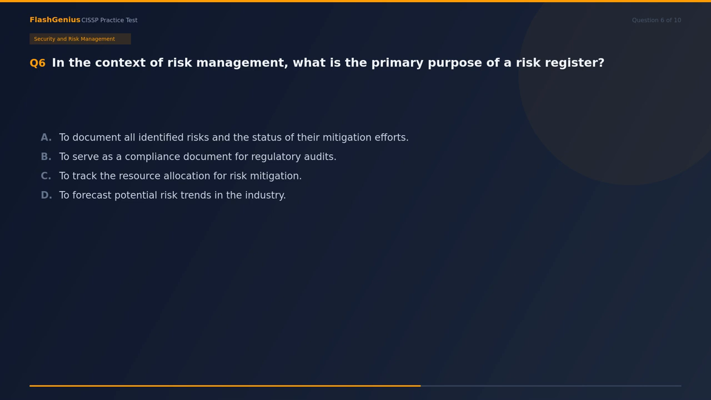Take a moment to think about your answer. The correct answer is A, to document all identified risks and the status of their mitigation efforts. Here's why. A risk register is used to document identified risks, their assessment, and the status of mitigation efforts, serving as a central repository for risk management activities.